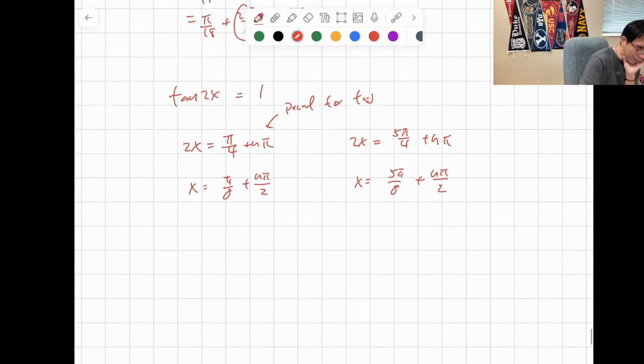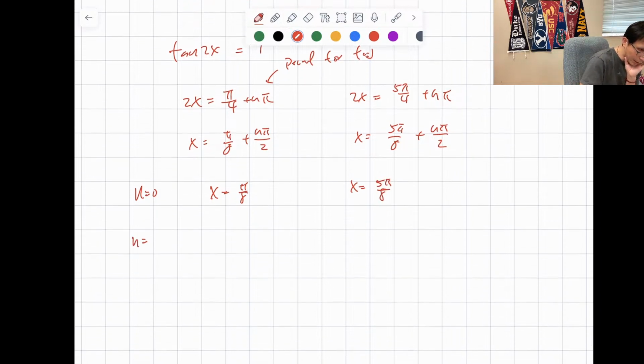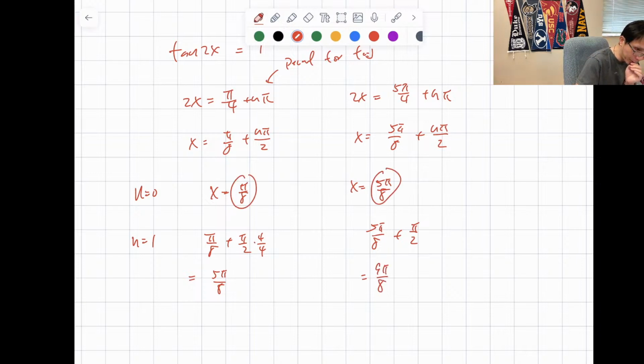Now, I'm going to plug in n equal to 0. N equal to 0, x equals pi over 8, and x equals 5 pi over 8. N equal to 1, it's going to be pi over 8 plus pi over 2, and 5 pi over 8 plus pi over 2. Multiplying 4 over 4, that's going to give you 5 pi over 8, and this is going to give you 9 pi over 8. So I got 1, 2, 3.